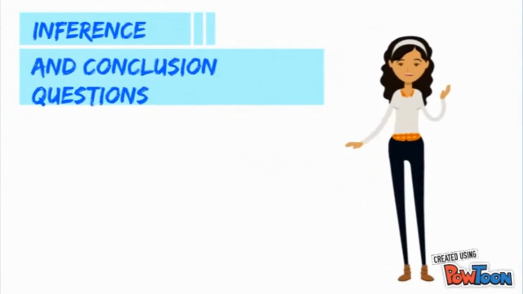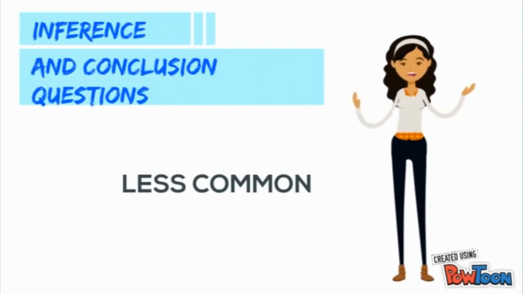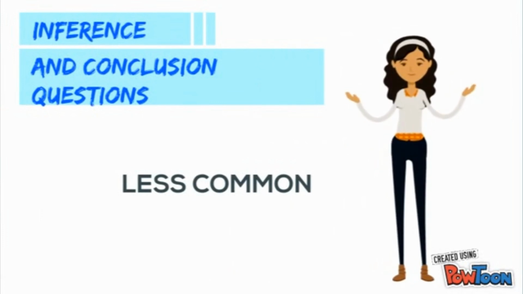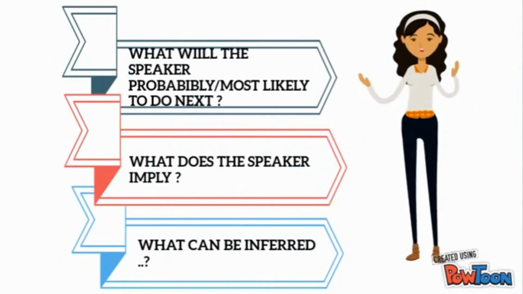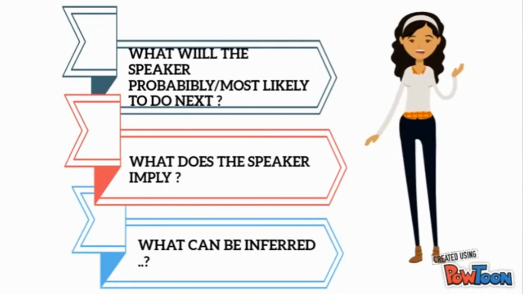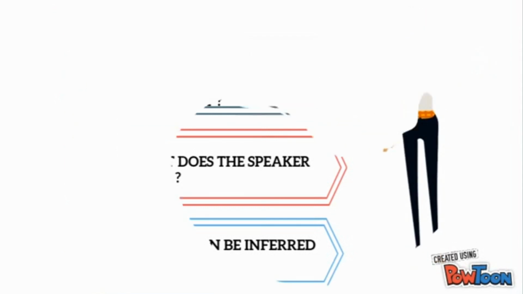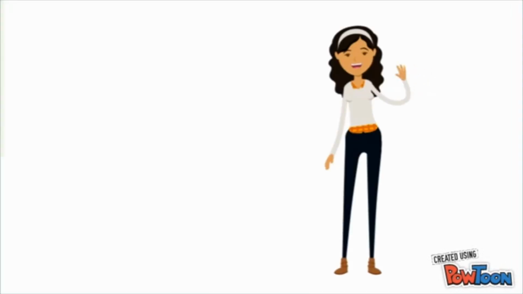The last one is inference and conclusion questions. These kinds of questions are less common. You can identify this kind of question because they have phrases like, what will the speaker probably or most likely do next? For example, you may hear, what is implied about the math placement test? What is the student most likely going to do? What does the professor imply?